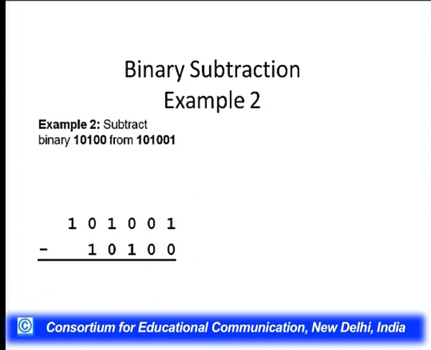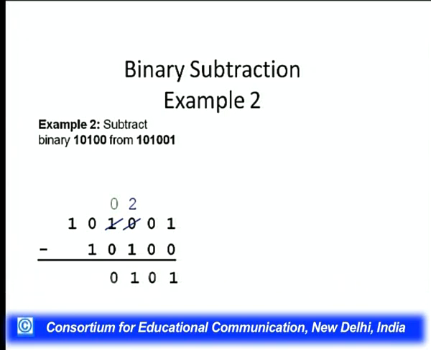Now we will do one more example to understand how binary subtraction works. So it is again 10100 subtracted from 101001. So you can see here 1 minus 0 is 1, 0 minus 0 is 0. Again now you can see it is a 0 here. So what you borrow is 1, that is, you borrow a base unit 2. So this becomes 2. Now this number 2 minus 1 is 1 and 0 minus 0 is 0.